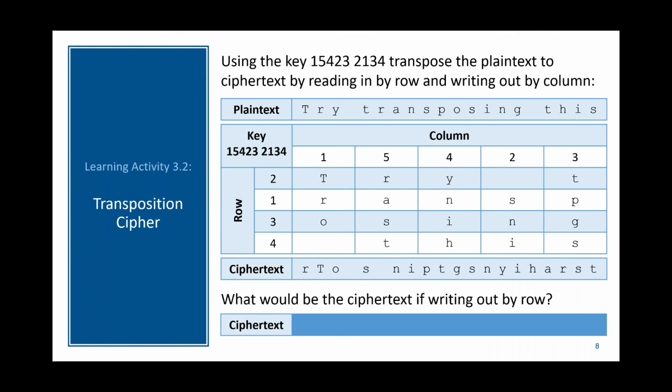All right, welcome back. So now if we are writing out by row, this time we would stick with the row 1 until we've exhausted all the columns. So 1, 1 would be R, 1, 2 would be S, 1, 3 would be P, 1, 4 would be N, 1, 5 would be A. And so we end up with a completely different message just because we're writing it out by row instead of writing out by column.